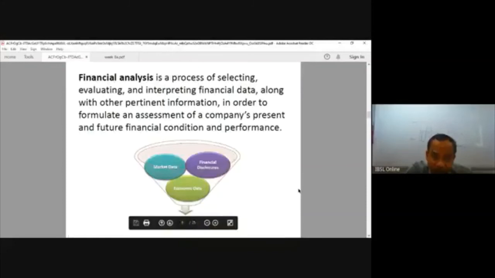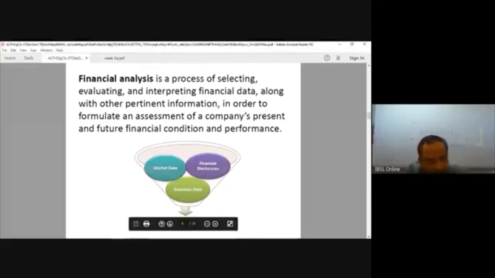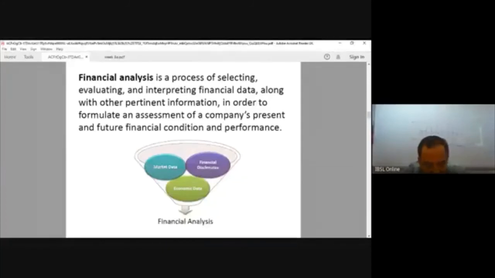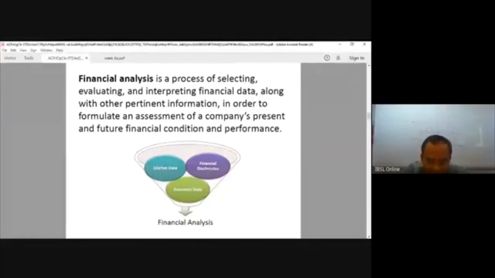Then we'll have to go into financial analysis. We will start from this financial analysis at the next class and look at how we do it. Especially, we will concentrate on the ratio analysis in the next class, how to do that. Any questions here?